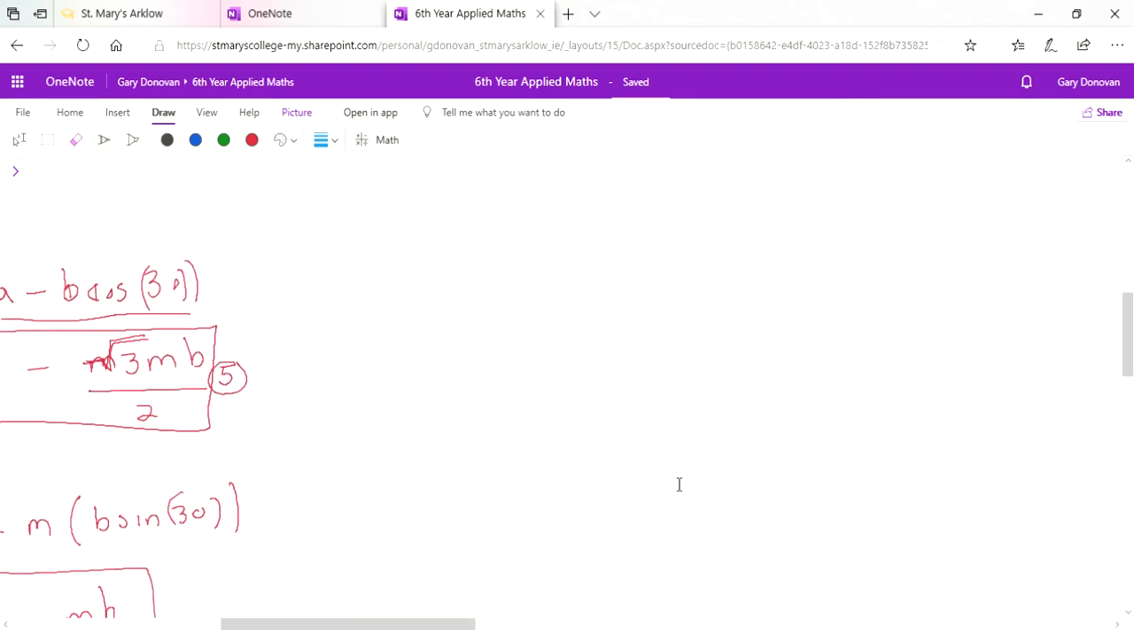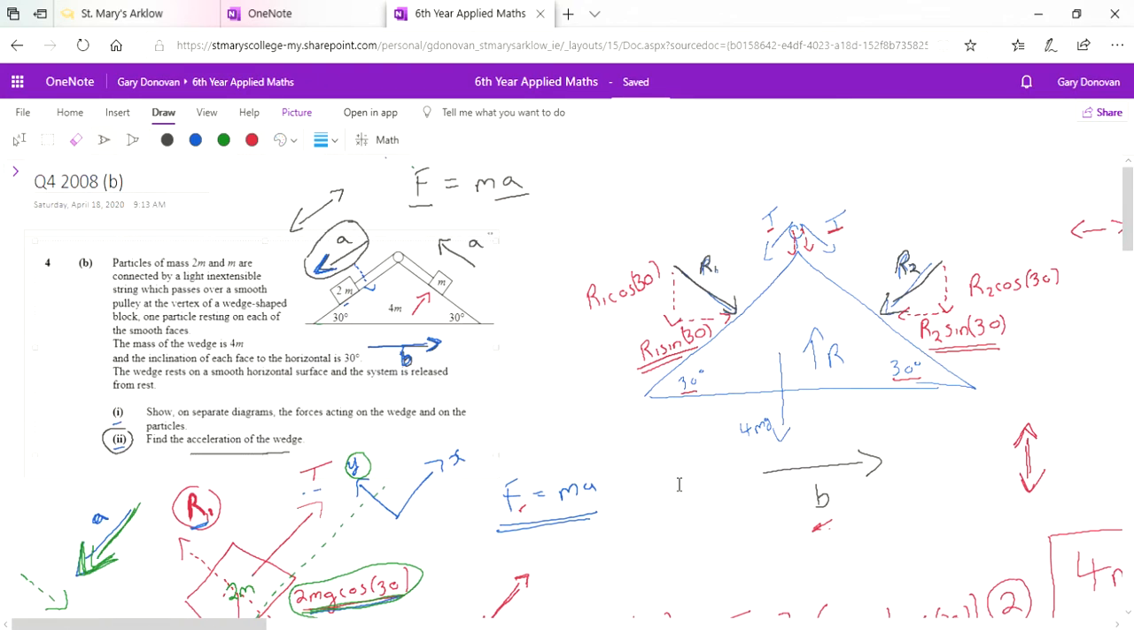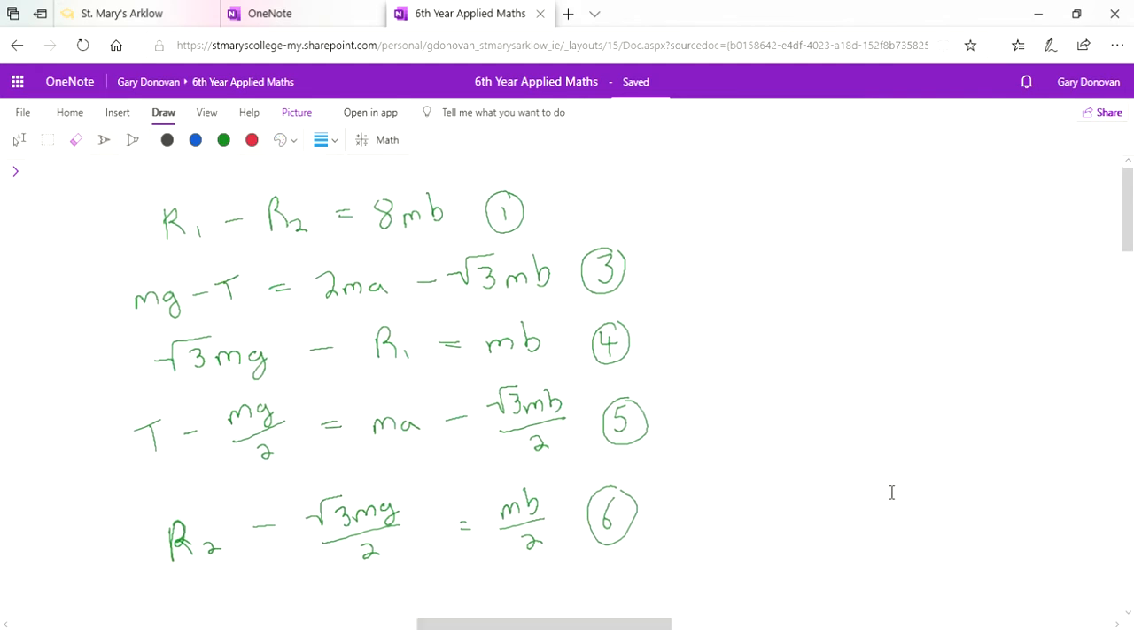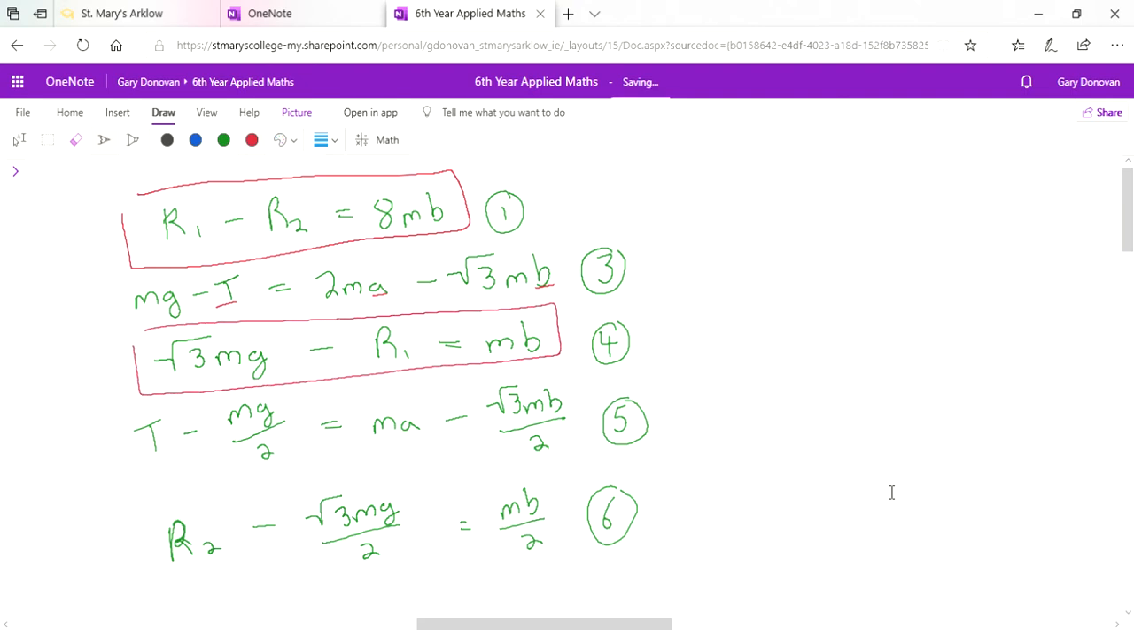Now the question was to find the acceleration of the wedge, so in other words to find b. We've done all of these equations, and pretty much you get most of the marks for that, but now we have to somehow use these equations to get b. So when I look at it, this equation has b in it anyway, and it has R1 and R2. This equation has an a and a b and a T, so there's lots of variables in that one. This one just has a b and an R1. This one has lots of variables again, and this one just has a b and an R2. So I'm going to use equations 1, 4, and 6.